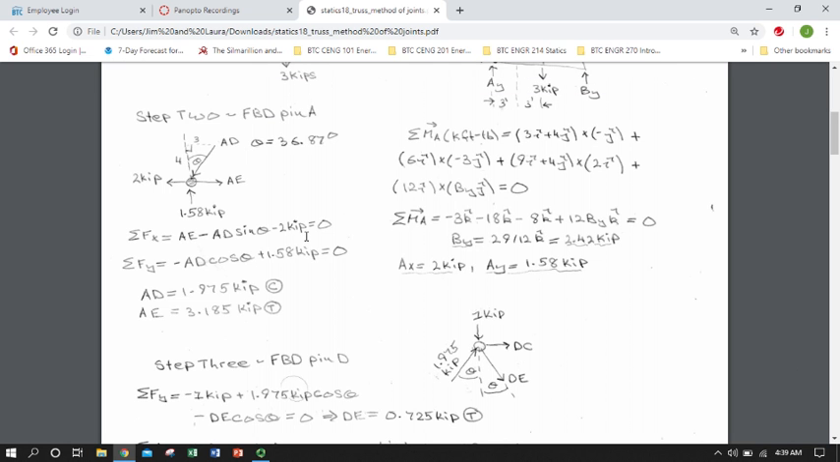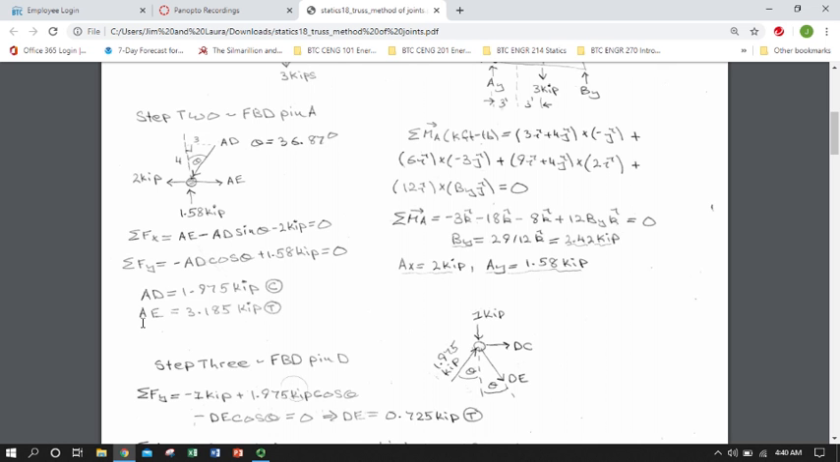A note about direction. I have assumed that the member A sub E is pulling on the pin. If a member is pulling on a pin, the pin is pulling back on the member, and that means the member's in tension.